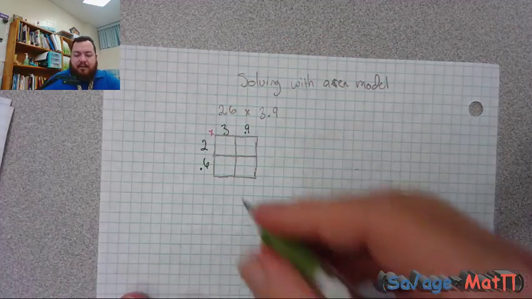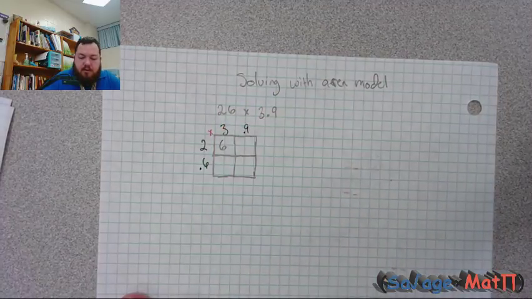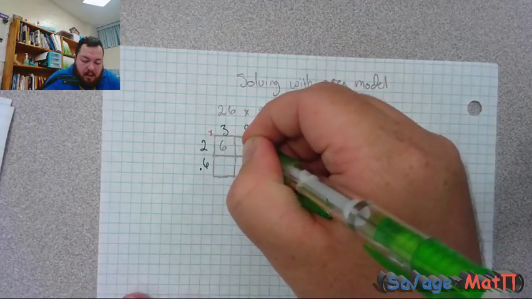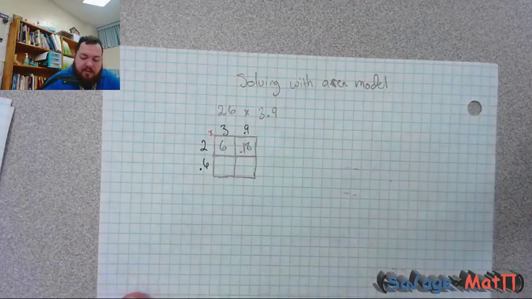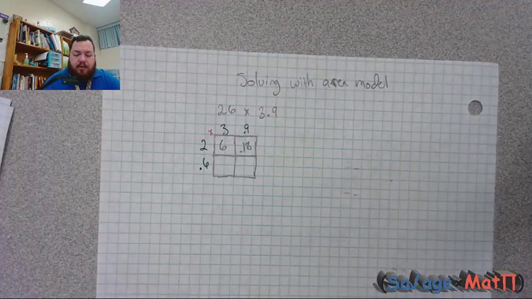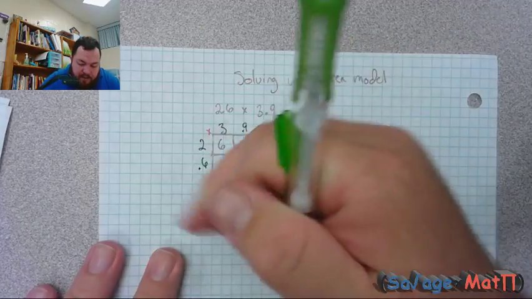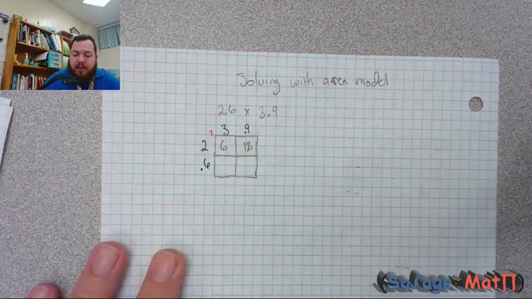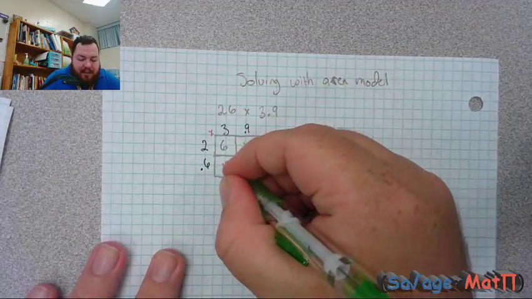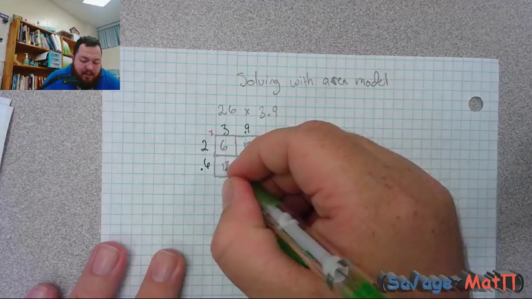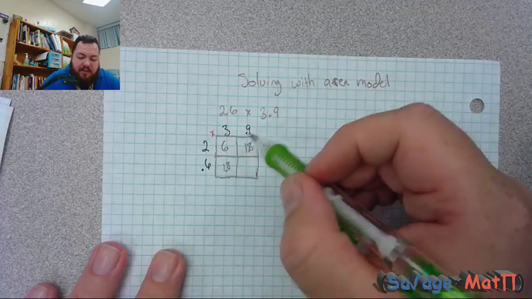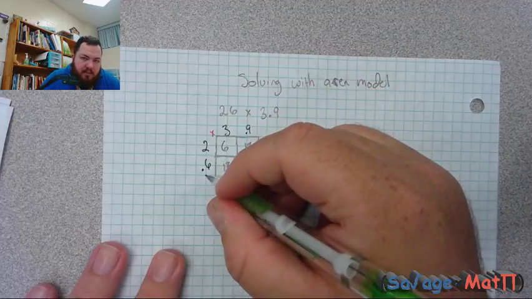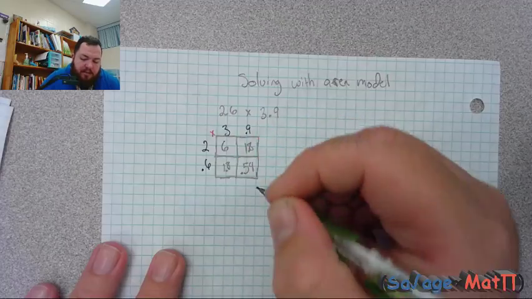2 times 3 is 6. 2 times 9/10, oh no, wait, I'm wrong on that, guys. Mr. Savage made his mistake. 2 times 9 is 18, so it's going to be 1 8/10 because there's one place behind the decimal. 3 times 6 is 18, so that's also 1 8/10. Then 6 times 9 is 54, but there are 2 places to the right of the decimal in my factors, so that gives me 54 hundredths.